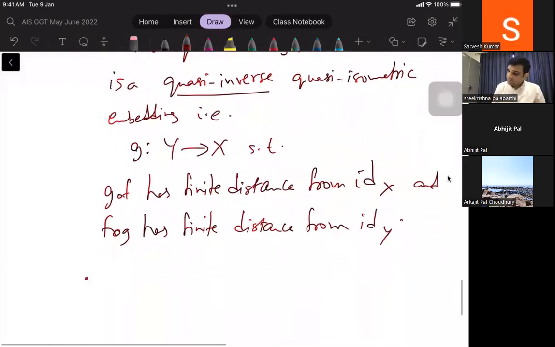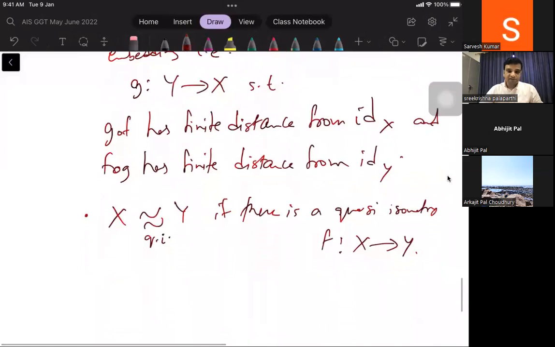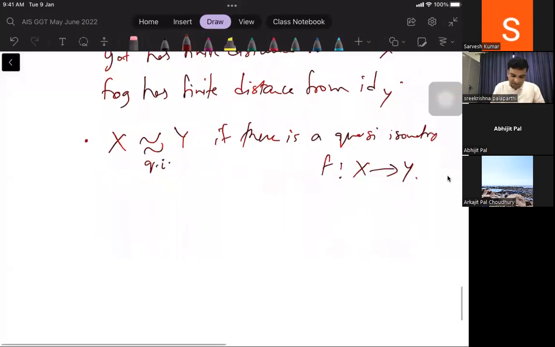Before that, I'll also say that X is quasi isometric to Y if there is a quasi isometry F from X to Y. So it's a quasi isometric embedding with a quasi inverse. When you have that, X and Y are said to be quasi isometric. So here is another quick example.